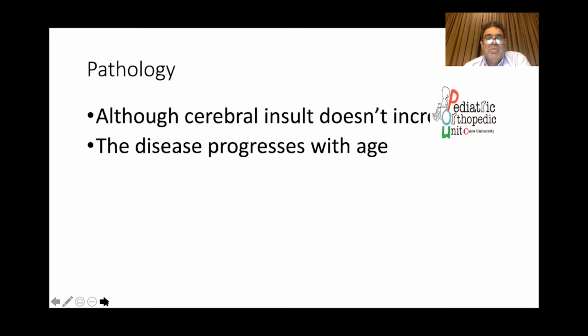What you should know about the pathology of cerebral palsy: we have the pathology in the brain, which is stationary. Here we have the cerebral insult occurring in the perinatal time. Some brain cells are damaged. This is stationary, it never increases. However, the pathology in the limbs is progressive.